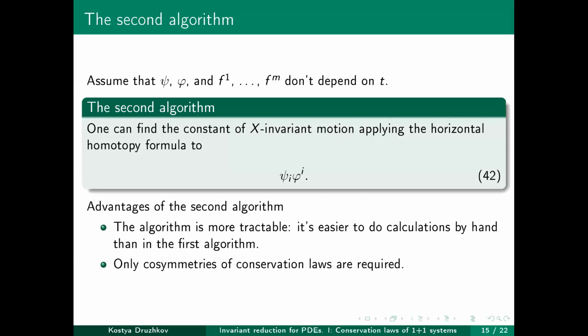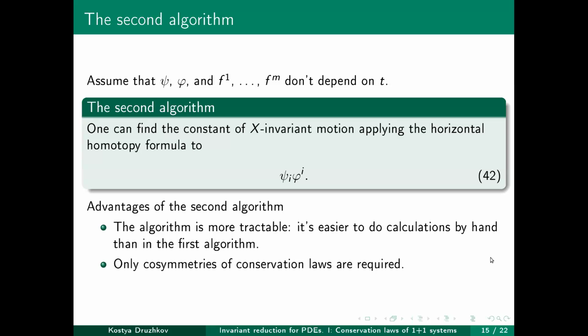And the advantages of this algorithm are as follows. The main advantage, of course, is that the algorithm is more tractable in the sense that one can do calculations by hand, because usually cosymmetries look simpler than components of conservation laws. And another advantage is that only cosymmetries of conservation laws are required, but I would say that this advantage is not that important, of course. So it's nice to know that we can calculate by hand, and that's it.